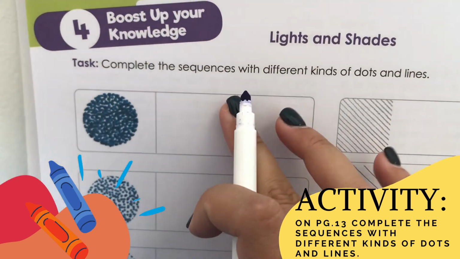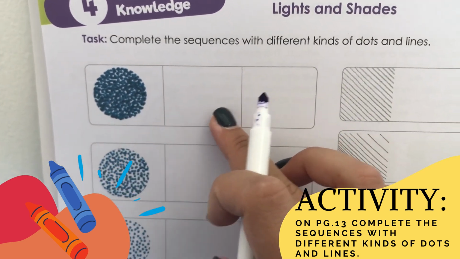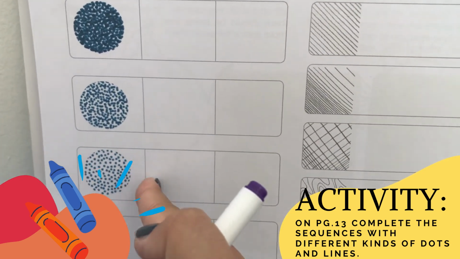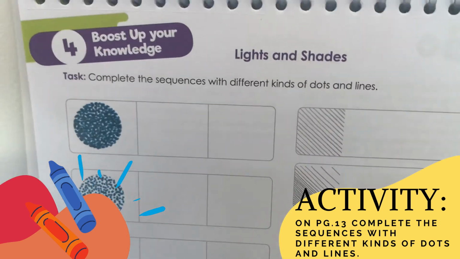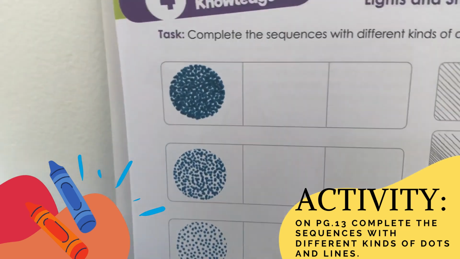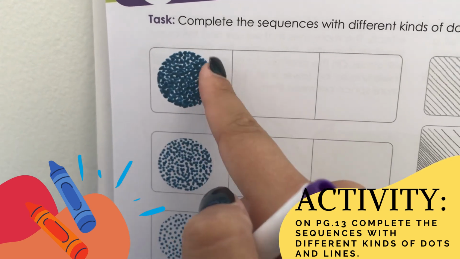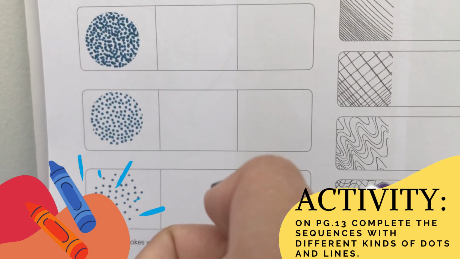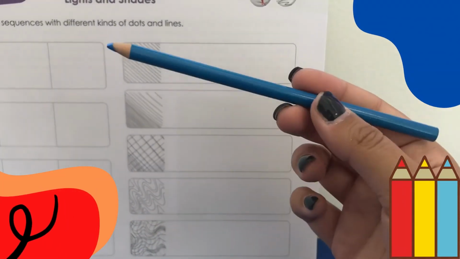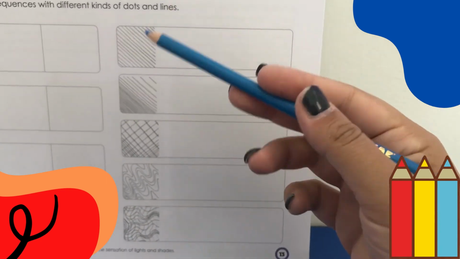You're going to complete the sequences using dots, like in here, but you're going to do it here and here. Then in here, and in here. It goes from a lot of dots to less dots, okay? Remember that to make more shade, you need to do a lot of dots, and less shade, more light, less dots. This part you can use different colors, and you're going to finish it doing the same.